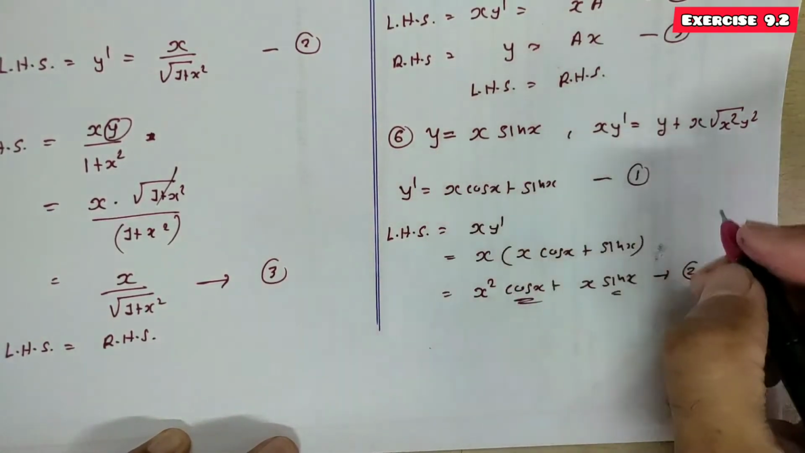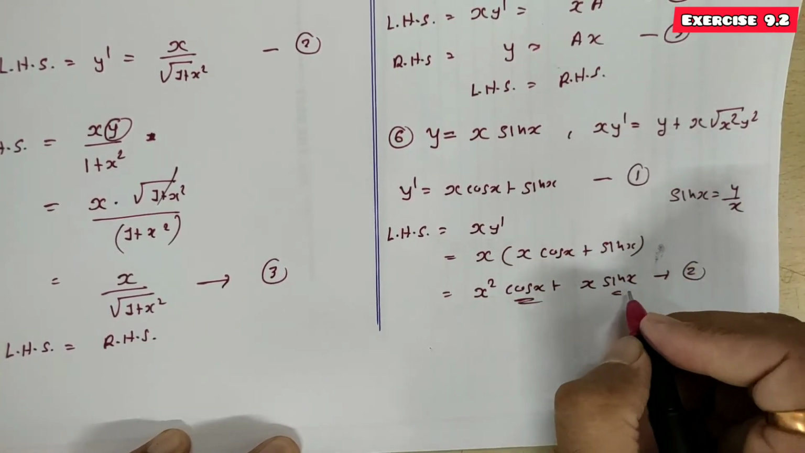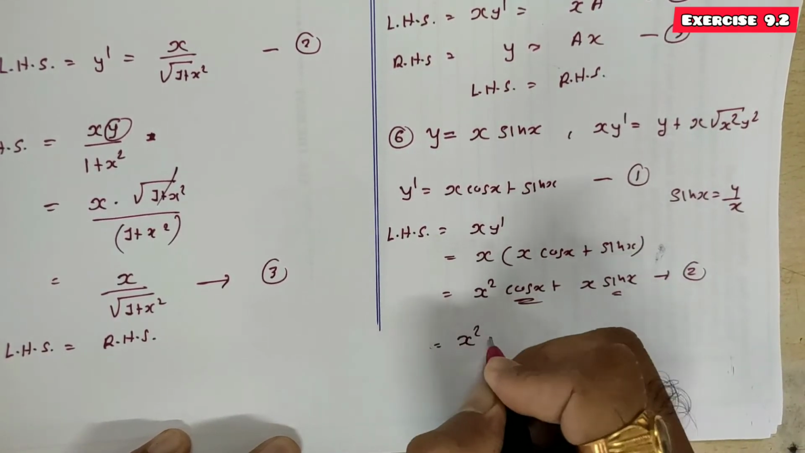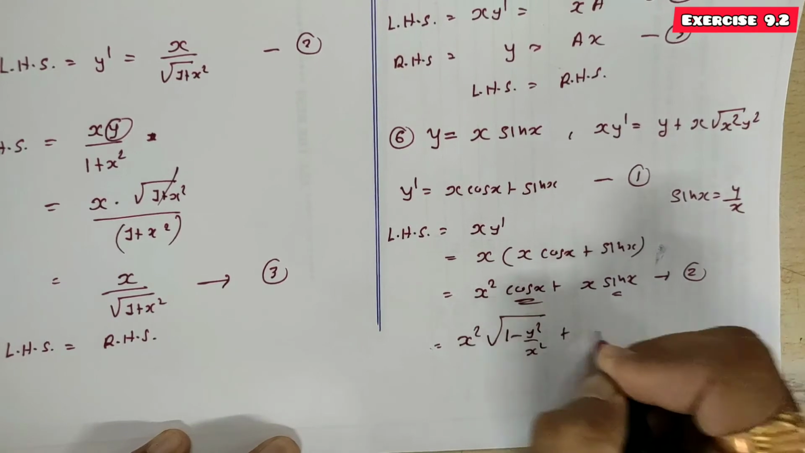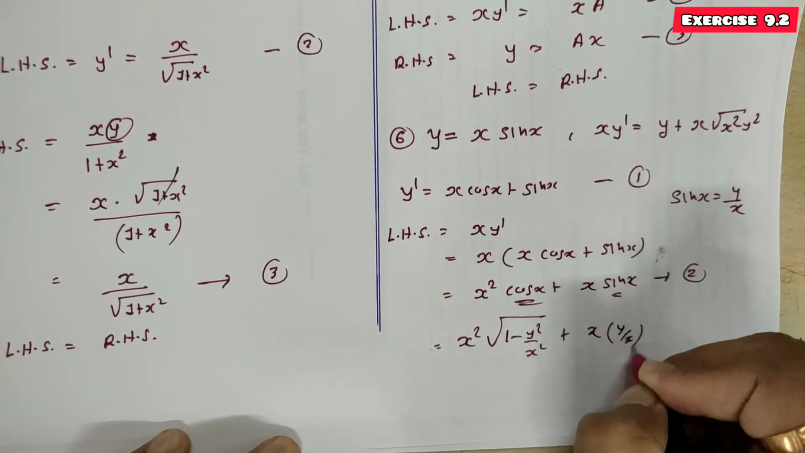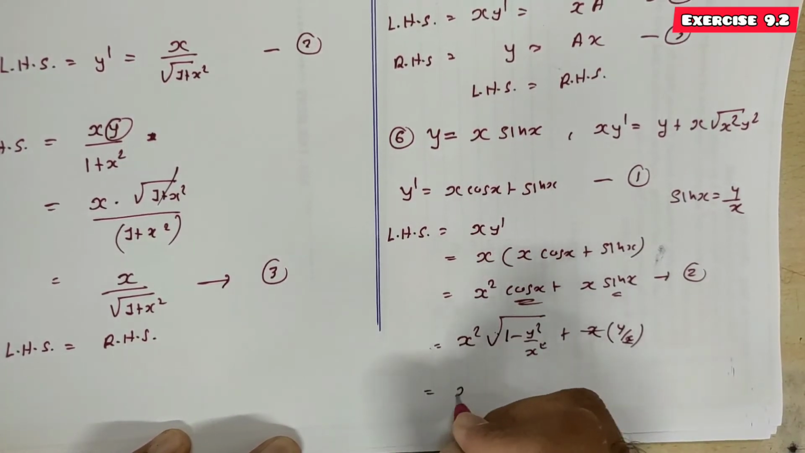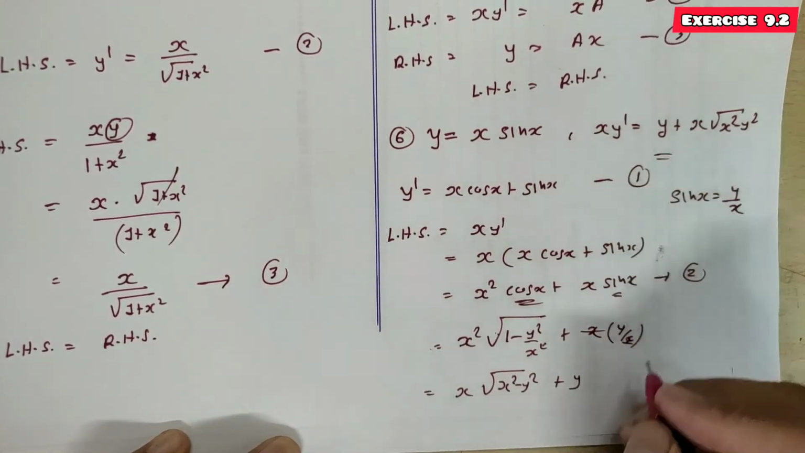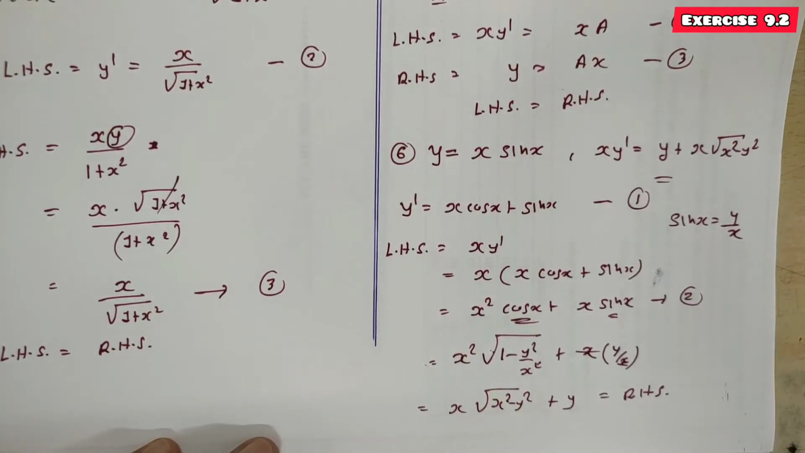What is sin x? From this we can write sin x as y by x. So replace this sin x as y by x and cos x as square root of 1 minus sin square x. So it's x square. Cos x is square root of 1 minus sin square x, which is 1 minus y square by x square, plus x sin x is y by x. So this x will cut, this will be x square minus y square, and this x will be cut. So this will be x square root of x square minus y square plus y. So this is our right hand side. Done. So left hand side is equal to right hand side. Therefore, this given value of y is the solution of given differential equation.